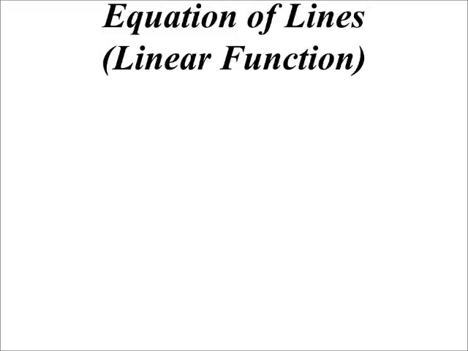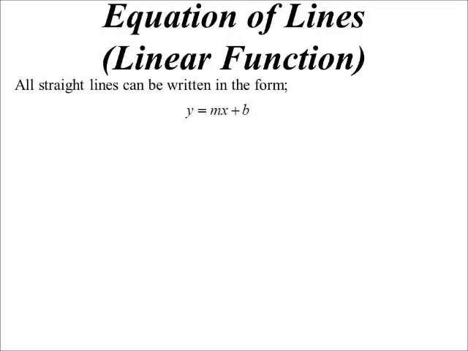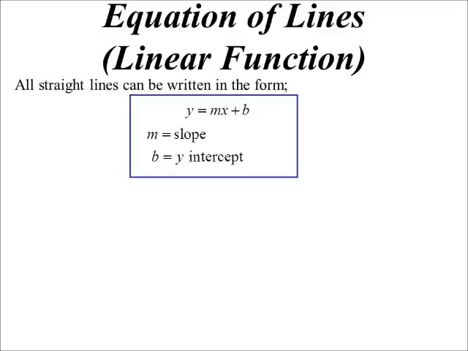So we just have a bit of a look here about the linear function. So the equation of a line. Not going to go too in-depth at this stage, but what we do know is, of course, all straight lines can be written in the form y equals mx plus b. Hopefully you remember that. Where the coefficient of x turns out to be the slope of the line, and b turns out to be the y-intercept.